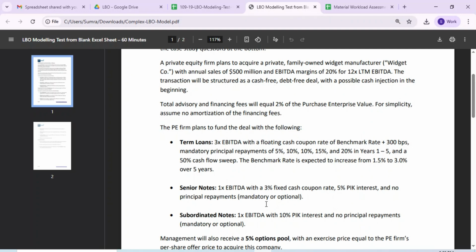Hello everyone, let's start the leveraged buyout model. The example we also did in the class: a private equity firm plans to acquire a private family-owned widget manufacturer. First, we will list down each and every piece of information that is provided to us in this question, and then we will solve the question. Okay, with annual sales of 500 million.